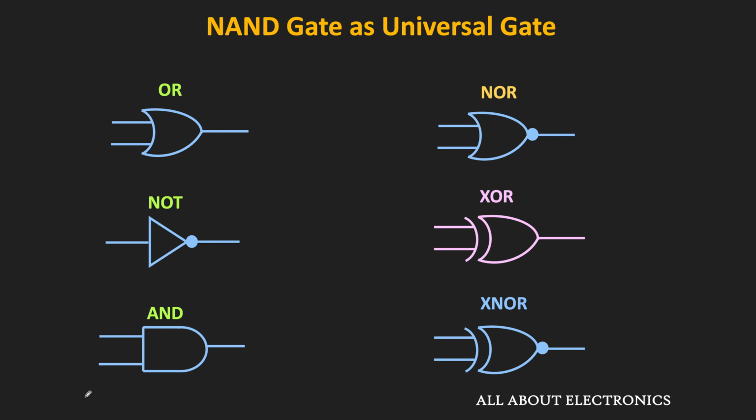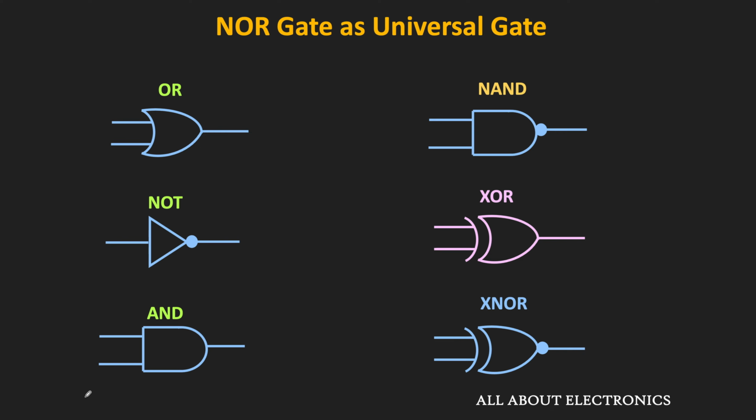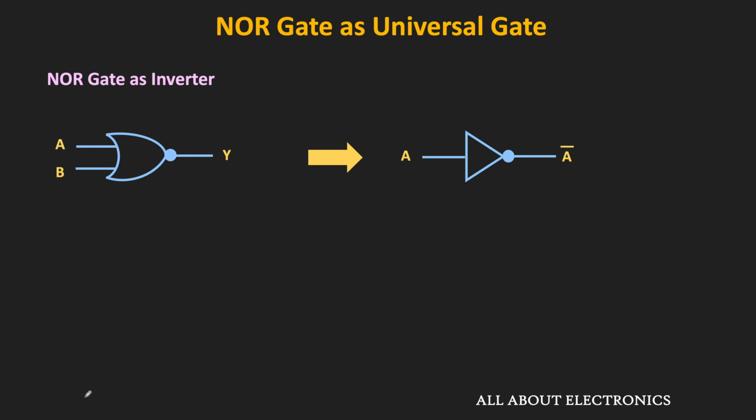In the previous video, we have seen how to implement the different logic gates using the NAND gate. So in this video, let us see how to implement these logic gates using the NOR gate. First, let us start with the NOT gate. Let us see how to use the NOR gate as an inverter.